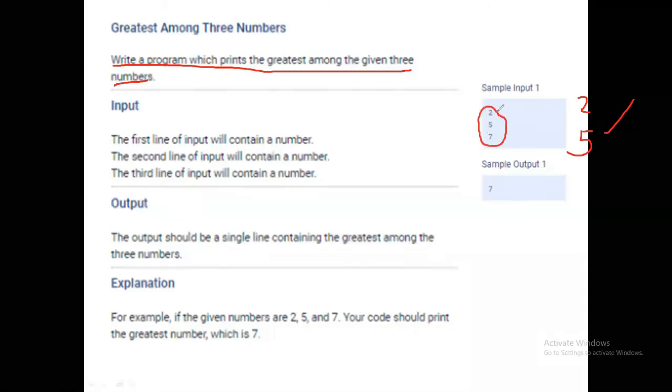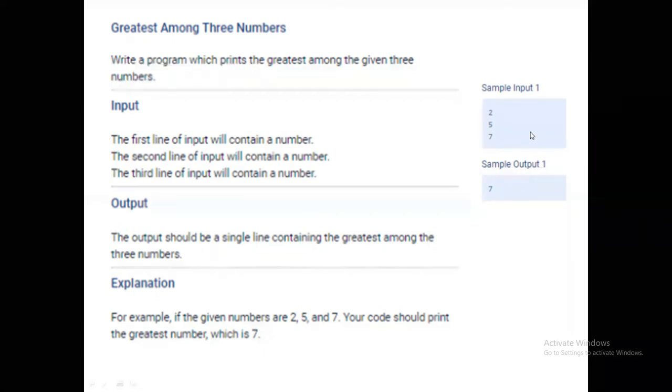you are going to read three numbers from the keyboard, and print the greatest number among these three numbers. The input is given in three lines, and the output is a single line that contains the greatest among the three numbers. Okay, in this 2 5 7, 7 is the greatest number. We are going to write the program.